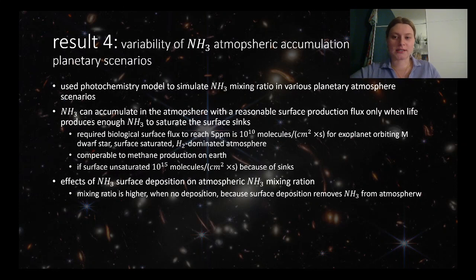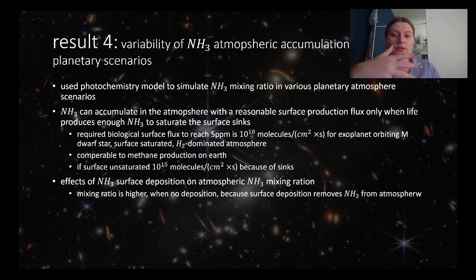Result number 4 is about the, I'm sorry, variability of NH3 atmospheric accumulation in various planetary scenarios. They use a photochemical model to simulate the NH3 mixing ratio in various planetary atmosphere scenarios. One thing they found out was that NH3 can accumulate in the atmosphere with a reasonable surface production flux only when life produces enough NH3 to saturate the surface sinks.